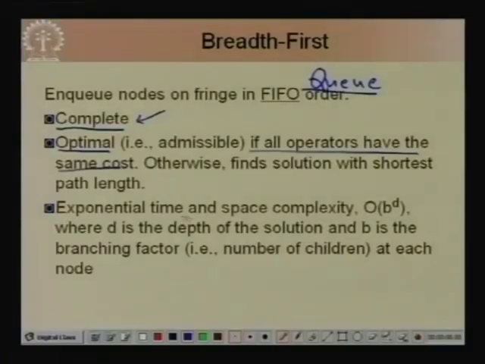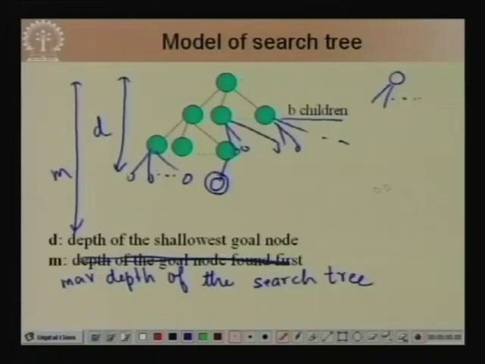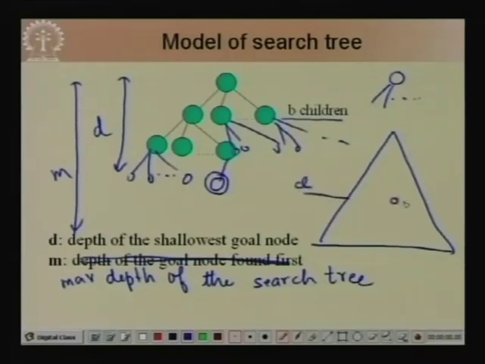And finally, about the time and space complexity. If we go back to the previous slide, you see, suppose this is the search tree and this is depth D, and there is a goal here at depth D, G1 is at depth D. Breadth first search will expand all the nodes up to depth D minus 1 and some of the nodes at depth D in order to get this solution. Therefore, the number of nodes expanded by breadth first search is of the order of b to the power d.